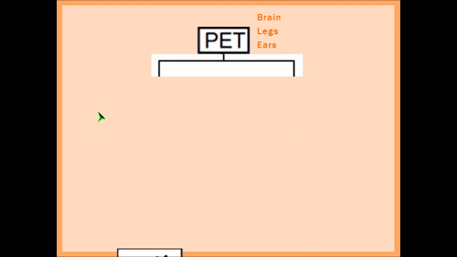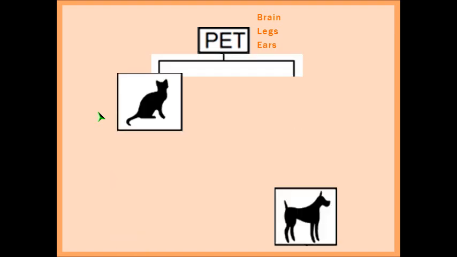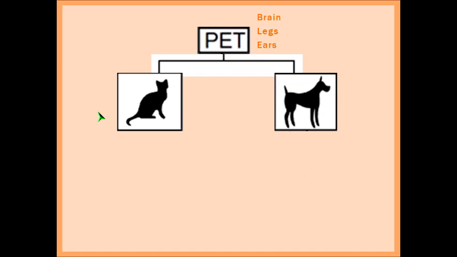Now we know we can have cats and we can have dogs. Now these two are not exactly the same, but they're still both pets, right? So we already wrote code for its brains, its legs and its ears. So now we specialize these two. A cat can meow and a dog can bark.